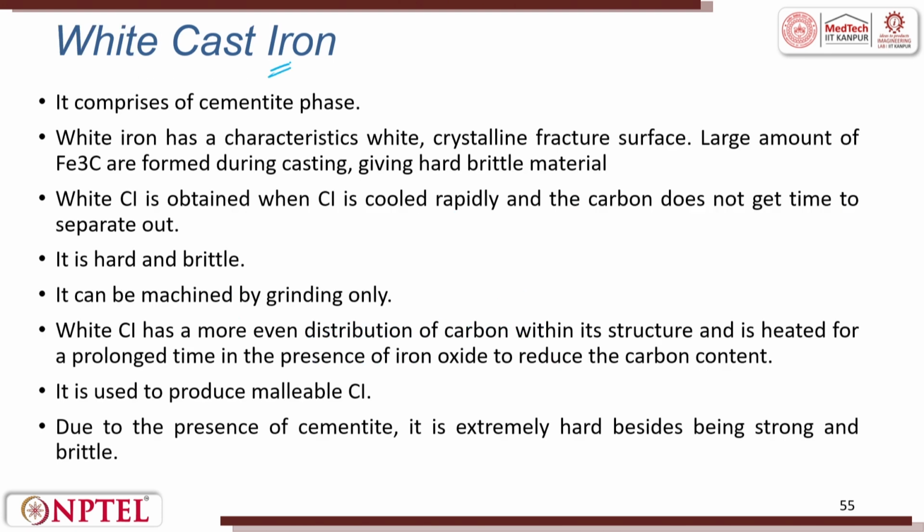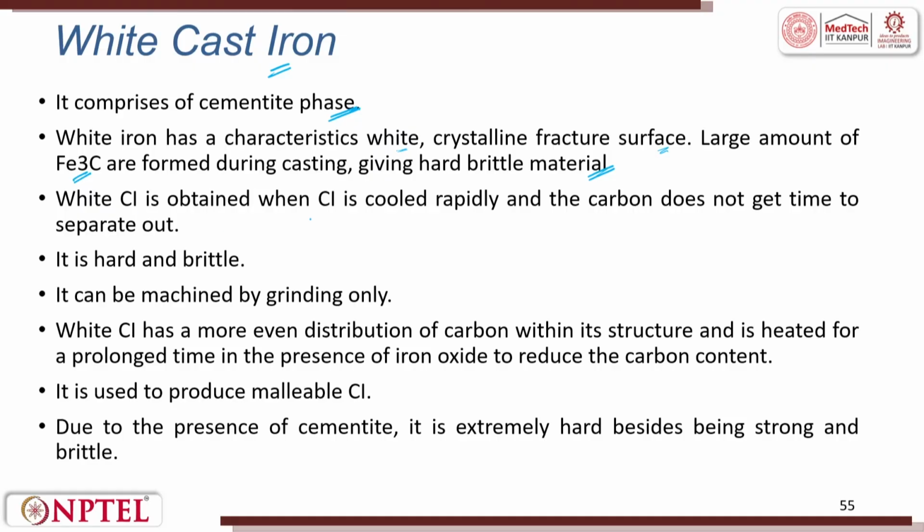So, the white cast iron comprises of cementite phase. Grey is graphite, white is cementite. White cast iron, they also call it as white iron. The white iron has a characteristic white, crystalline fractured surface. They have a large amount of Fe3C formed during the casting. It is very hard and brittle. Moment you have more of cementite phase, it is always going to increase the hardness.